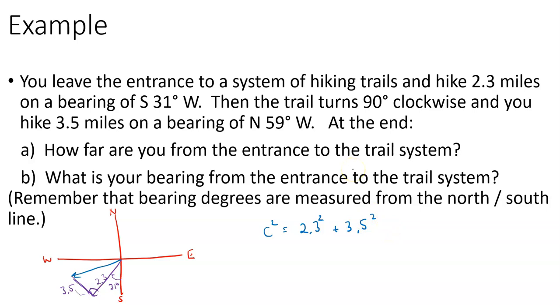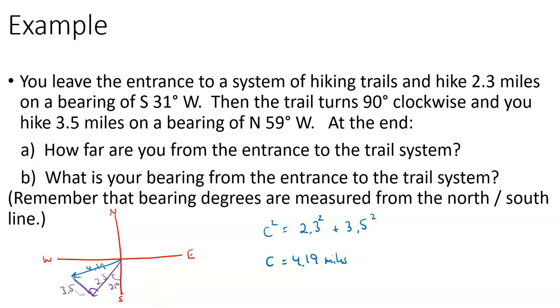Once you have the first part, then take the square root. And I get 4.19. So 4.19 miles. That's the distance here. Now the second question says, what is your bearing from the entrance to the trail system?